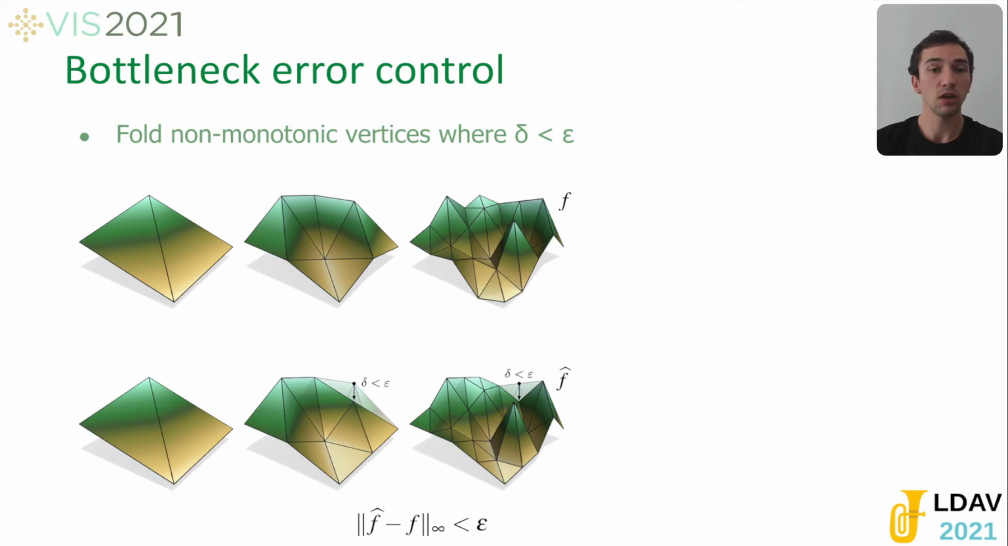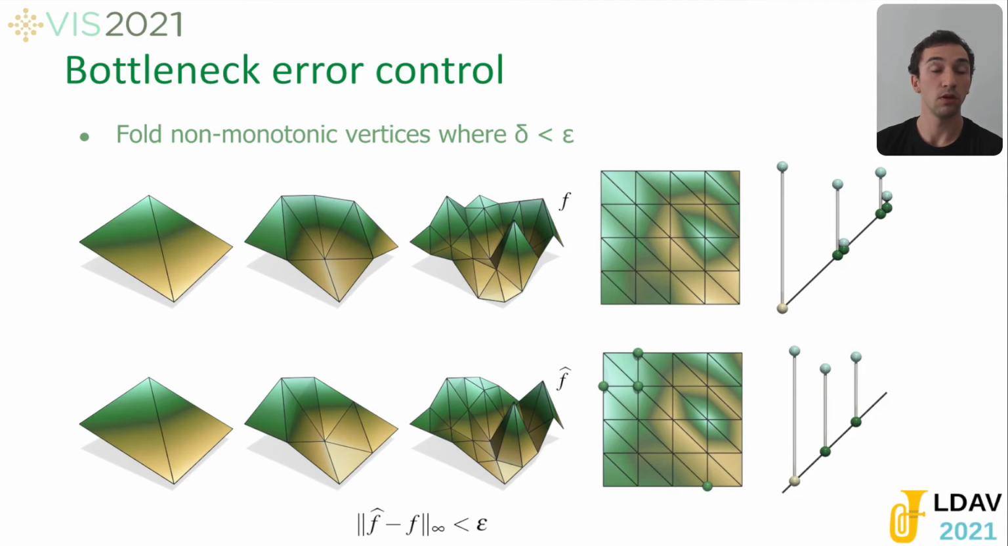Folding a large part of the non-monotonic vertices increases the number of topologically invariant vertices, and this allows us to efficiently compute the critical points from which we can deduce the persistence diagram, as explained previously. Here is the final approximated persistence diagram, and we can observe that it visually resembles the diagram of the exact field minus the small persistence pairs. And of course, the bottleneck distance between the two diagrams is guaranteed to be bounded by epsilon.